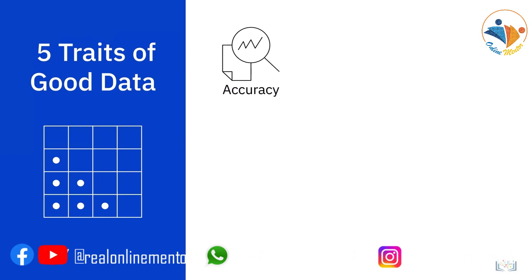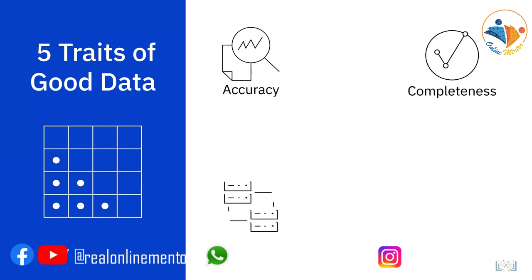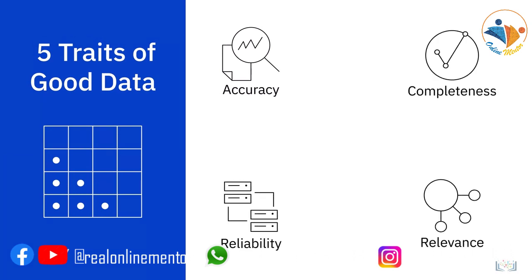Whether we are working with small sets of data or analyzing a spreadsheet with thousands of rows, one of the most difficult parts of the data analysis is finding and keeping clean data. To help with this process and qualify the data, look at these 5 traits: accuracy, completeness, reliability, relevance, and timeliness.